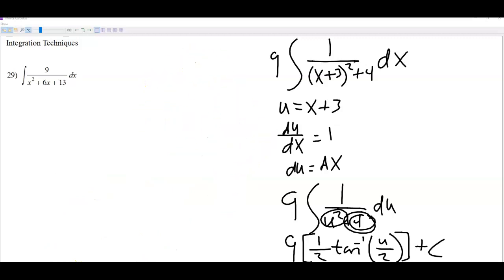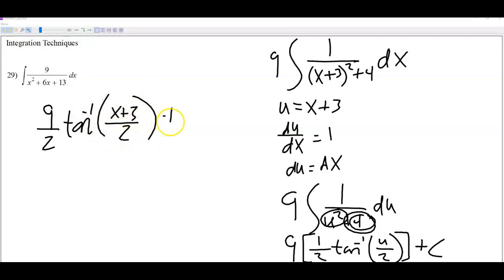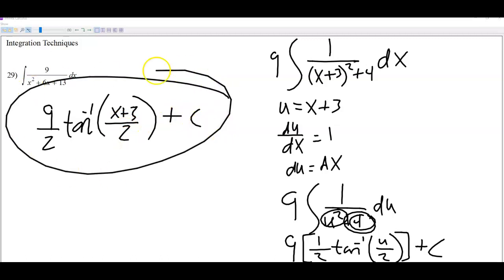First of all, we need to multiply the 9 by the half, so that's the first thing we need to do. The last thing we need to do is replace the u with what u equals, and that was x plus 3. And then we're good to go.